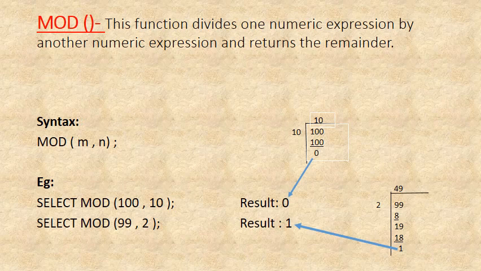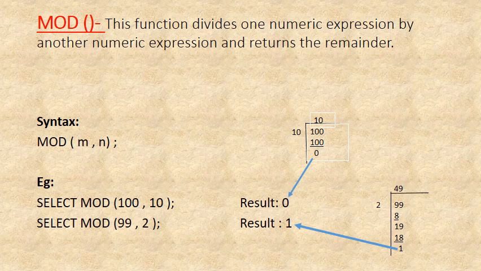Mod function. This function divides one numeric expression by another numeric expression and returns the remainder. That means the mod function returns the remainder of two given numbers. Syntax: mod(m, n). Here two arguments are there, m and n. The argument m is divided by argument n, and the remainder is displayed as the result.